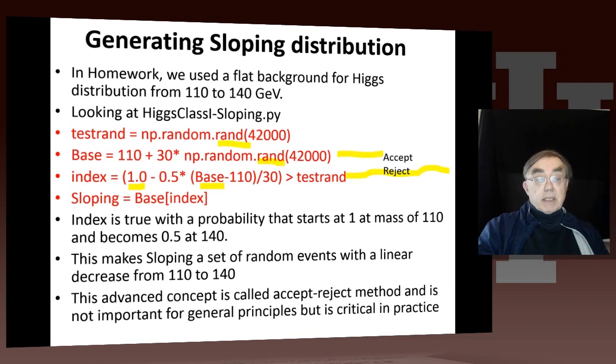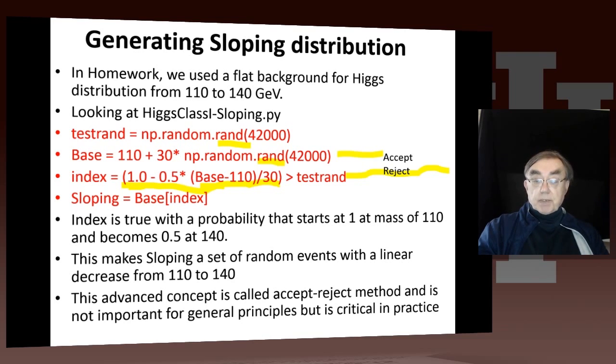Then for each event we calculate what this actual distribution is, and we test it against a totally independent random number. If it's bigger than the random number, we accept it. If it's less than the random number, we reject it. So if this number is, say, 0.75, and the random number is uniform between 0 and 1, 75% of the time we will accept this event and 25% we will reject it.